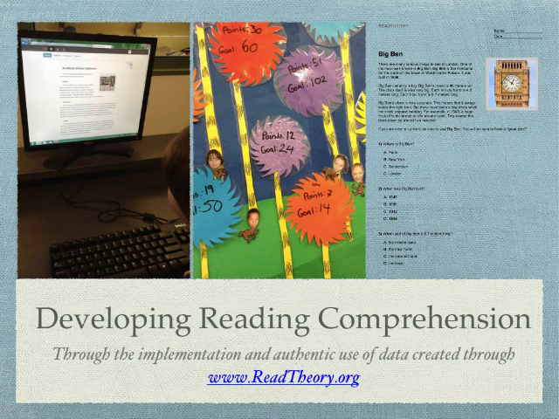My next example is the development of a reading comprehension program using readtheory.org, which I came across while wanting to assist my mentor teacher back at Russell Island when she was looking for ways to improve reading comprehension with her class.